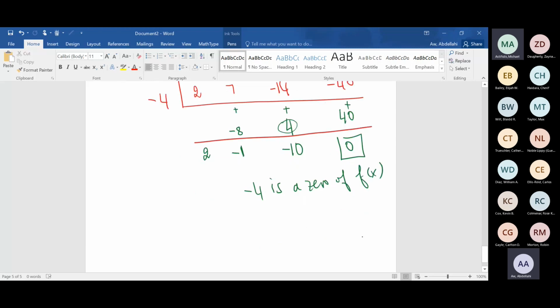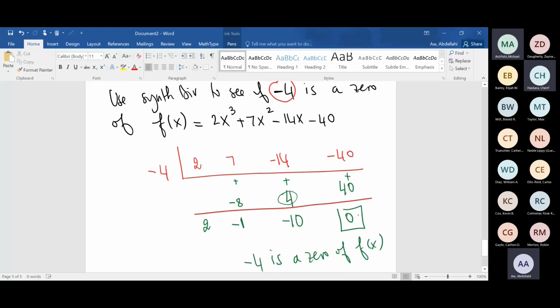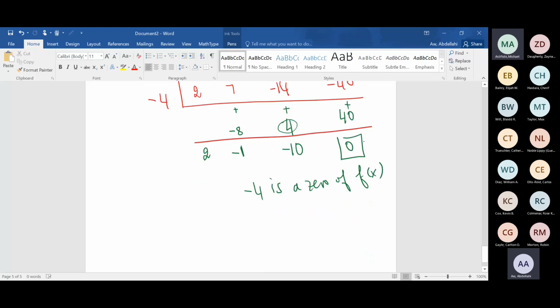If negative 4 is a 0 of f, what expression will be a factor of f? Which means when I factor f, I will see x plus 4. And x plus 4 comes from what? It comes from x minus negative 4 being a factor, right?